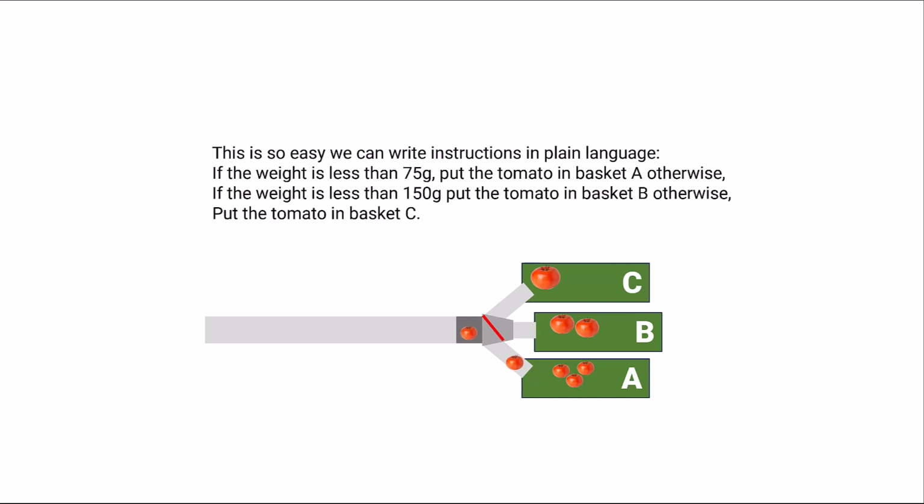So we can write the specification for this in plain language really easily. If the weight of the tomato is less than 75 grams, put the tomato in basket A. Otherwise, if the weight is less than 150 grams, put the tomato in basket B. Otherwise, put the tomato in basket C.